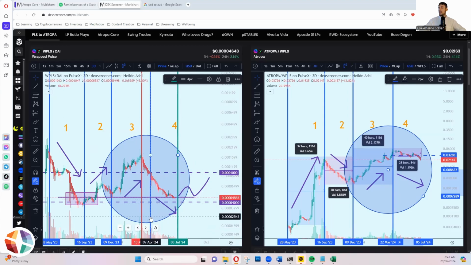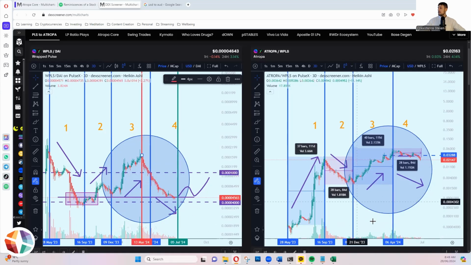What did we have here? So we had basically the 13th of March to the 6th of April. So almost a month between this point and the point of reversal. So what can that possibly tell us? So the 5th of July. When could we possibly see a reversal?